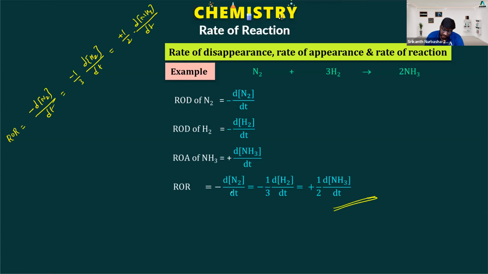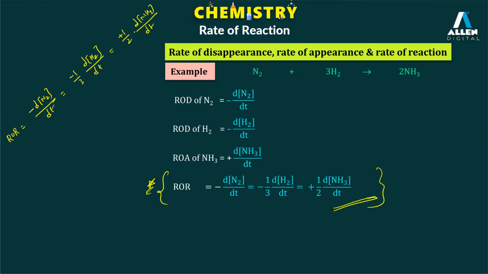Got it or not? Rate of appearance, rate of disappearance, and rate of reaction. ROR indicates the rate of reaction. Is that clear to everyone? Yes, sir.